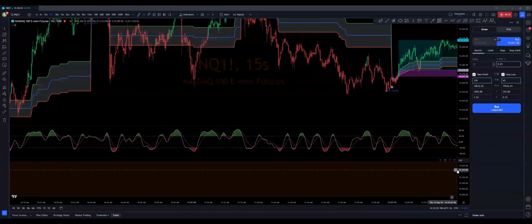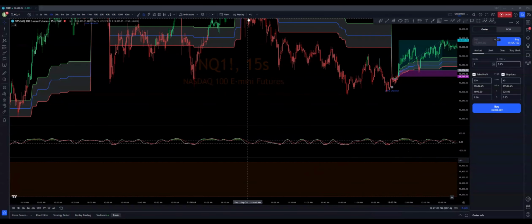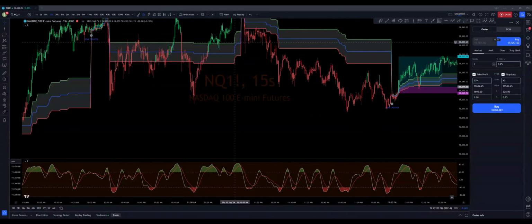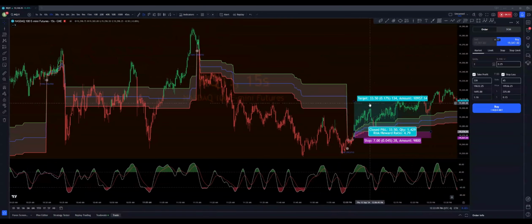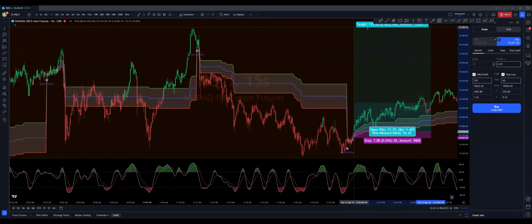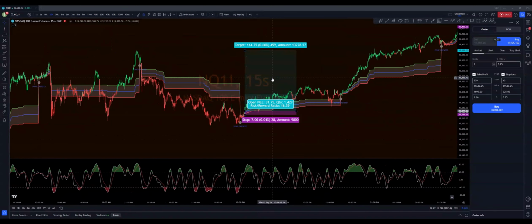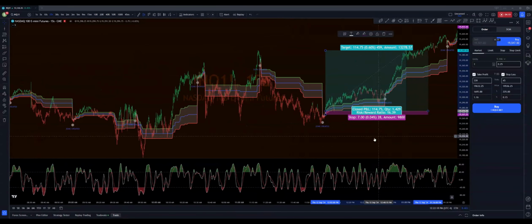And what just happened? No, I moved the sessions down there. And we would stop that. And we would target the high. And that is a winner for a 16.39, 459 risk to reward.